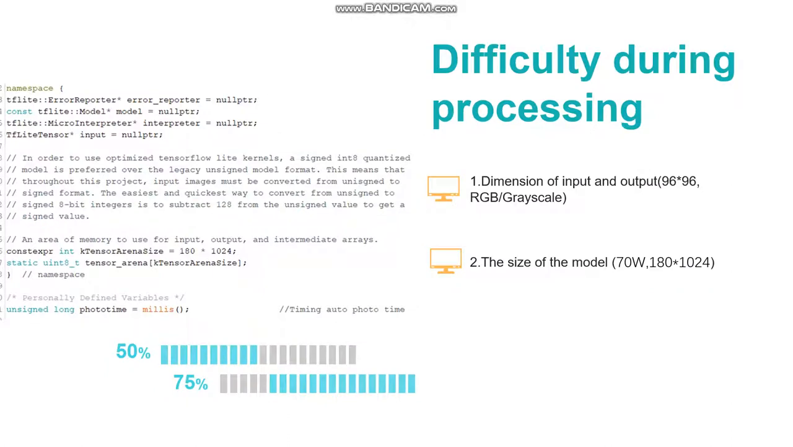And the size of the model should also be paid attention to. After many tests, it is considered appropriate that the length of the model array should be below 700,000 as far as possible, and that the application memory of the main program should also be adjusted to 180 multiplied by 1024, as shown here.